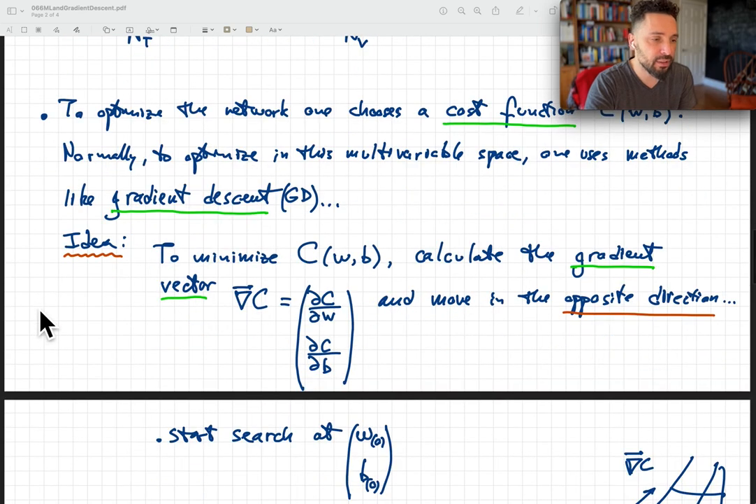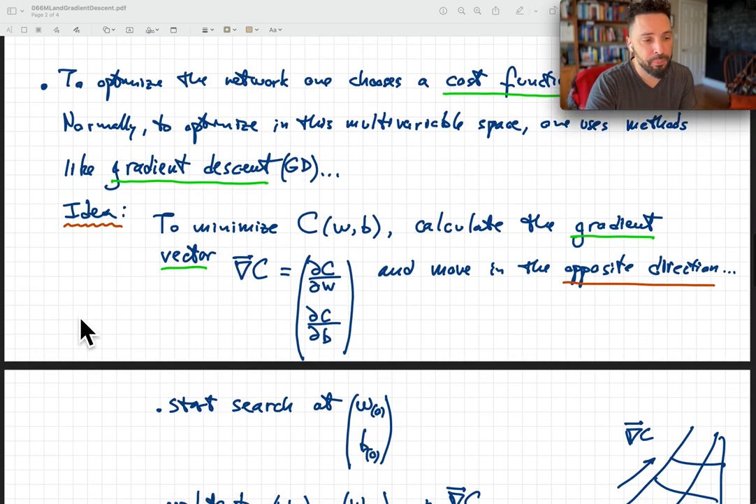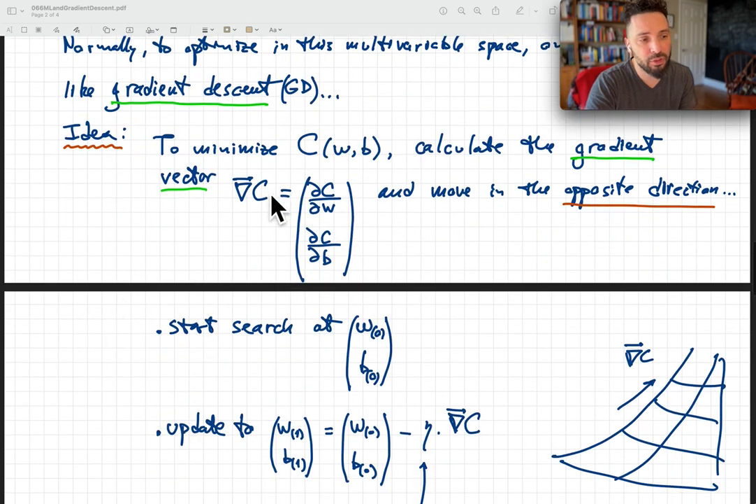The idea of gradient descent is that to minimize this function, we would calculate the gradient vector, which we call the gradient of C, which is just a vector of partial derivatives: dC/dW, the derivative with respect to W, and dC/dB, the derivative with respect to B. What we want to do is move in the space of W and B, but in the opposite direction to that marked by the gradient of C. Why is that? Because if you recall, the gradient points in the direction of fastest growth, and so we want to go in the opposite direction, the direction of fastest descent.